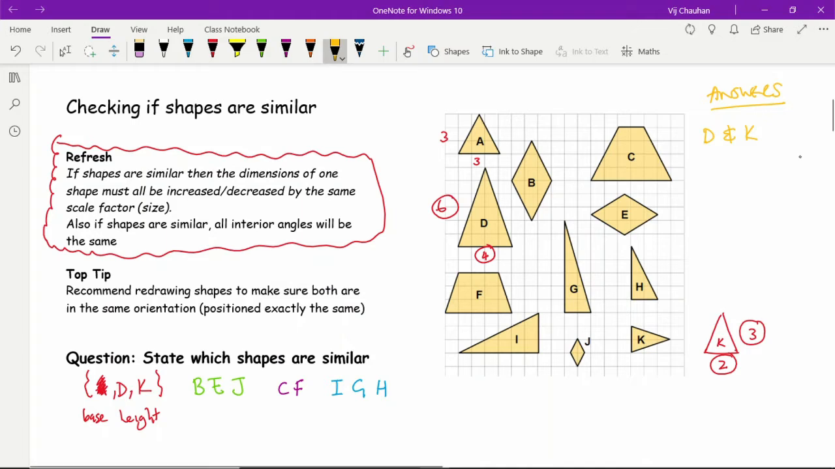So if you look at the next shapes, this time let's look at B, E and J. So B, if we look at the widths of each of the rhombus, that's got a width of 3 and it's got a height of 6.